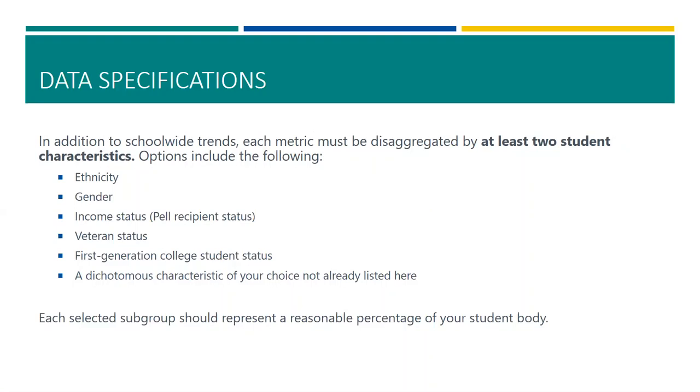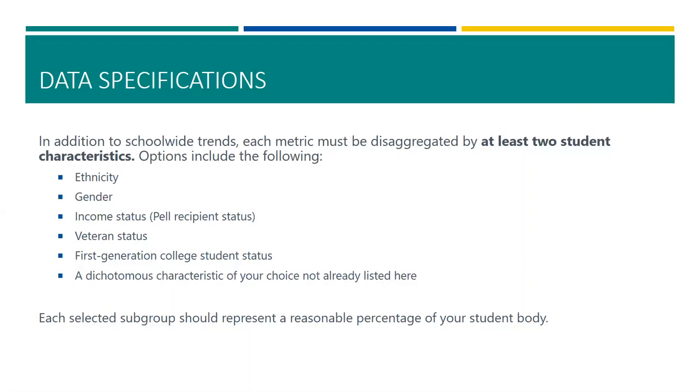So what we would like to see is upward growth for at least 2 characteristics for subgroups. You would have the following options: ethnicity, gender, income status, which is defined as Pell recipients, veteran status, first-generation college student, or, as I call it, a dichotomous characteristic of your choice that's not listed here.